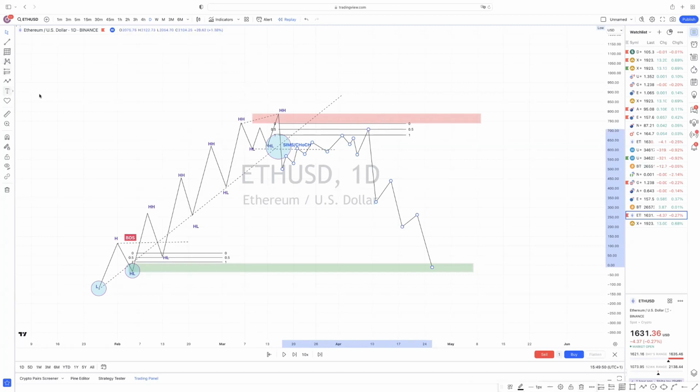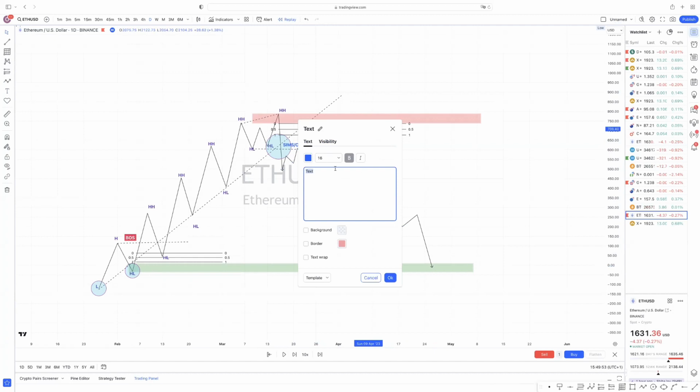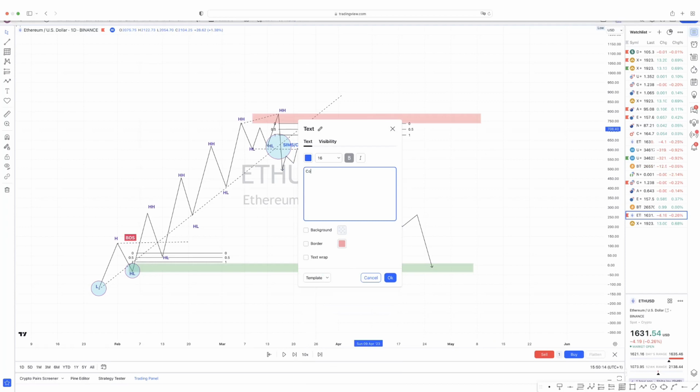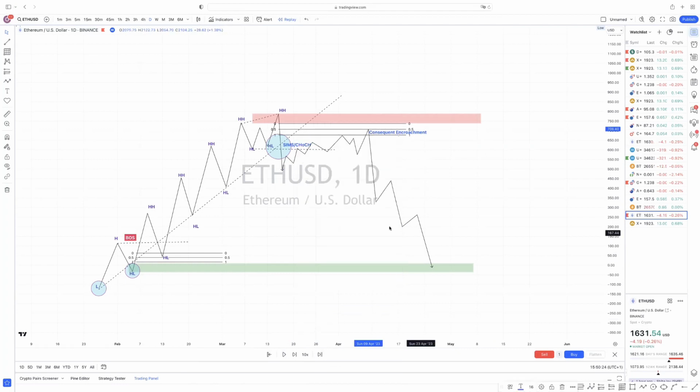Let me just put it there so that you can see what I'm talking about. This is consequent encroachment area. I think I have that in my template. I don't think I do. So that's the consequent encroachment area. So let me just put it down here. It's called the consequent encroachment. That's the middle of the fair value gap.